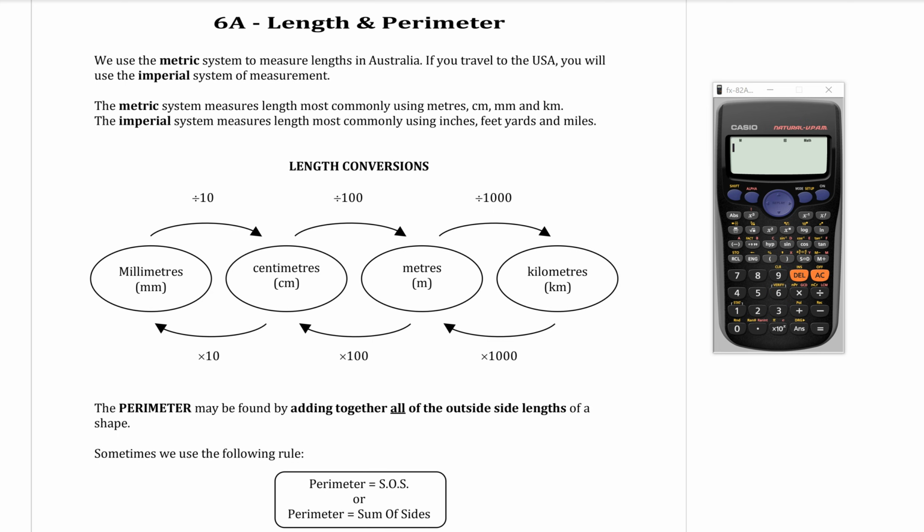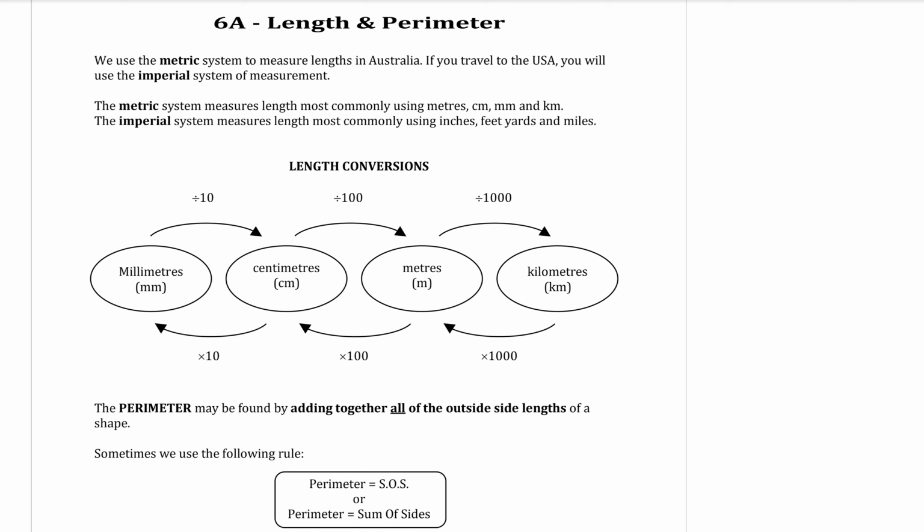So length and perimeter. We use the metric system to measure lengths in Australia. If you travel to the USA, you will use the imperial system of measurement. The metric system measures lengths using mostly units like meters, centimeters, millimeters, and kilometers. They're the ones that we're used to. The imperial, the ones that we don't use, are things like inches, feet, yards, and miles. So we have this little diagram here to convert between units of length. You will need to use that diagram, but we'll do that in the examples in just a minute.